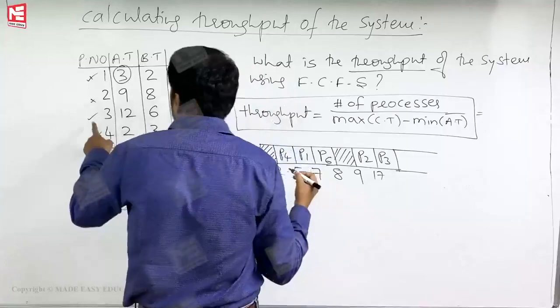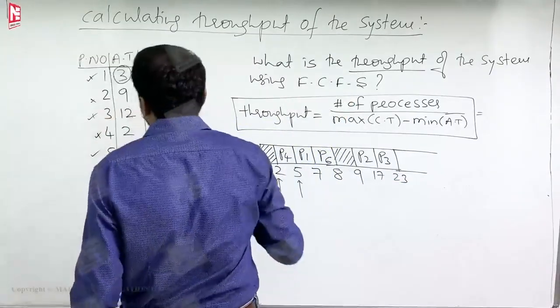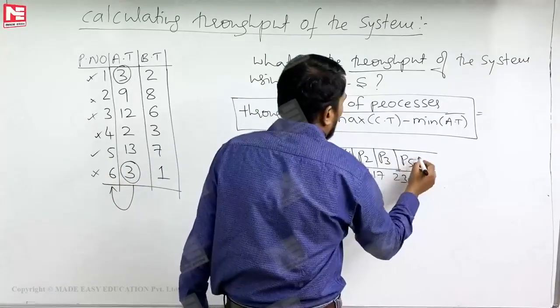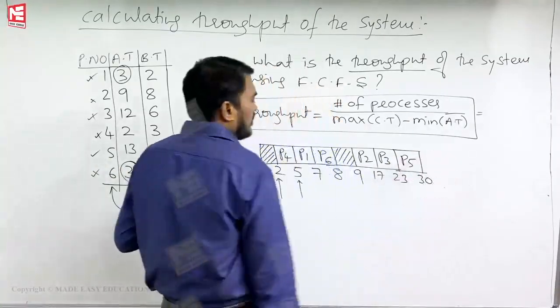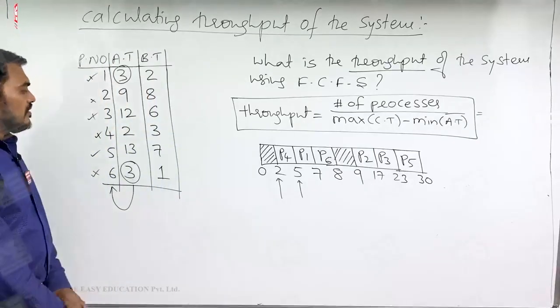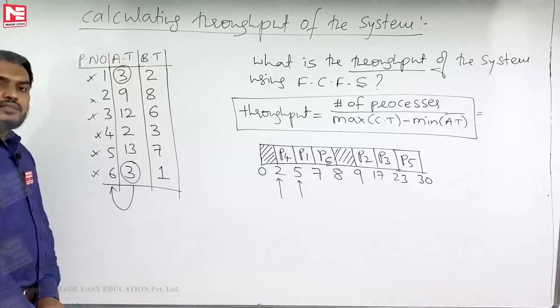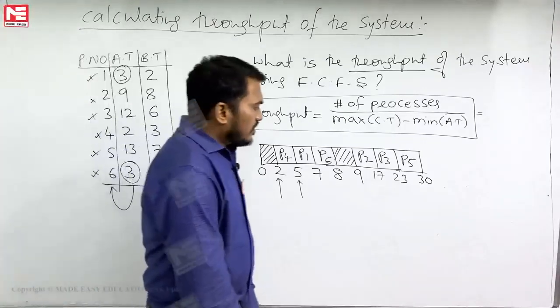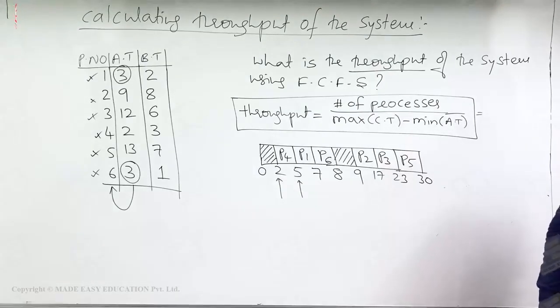Now, okay, understand, P3 requires 6. So that is how much here? 23. Now P3 completed and the last one is your P5. P5 requires 7. So that is how much here? 30. Okay. So at the time 30, all the processes complete the execution. So this is how you need to solve the problem. Hope this is clear for everyone.